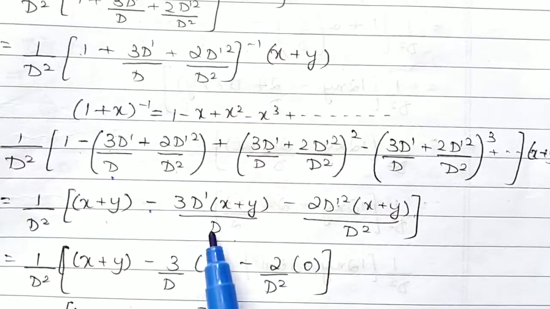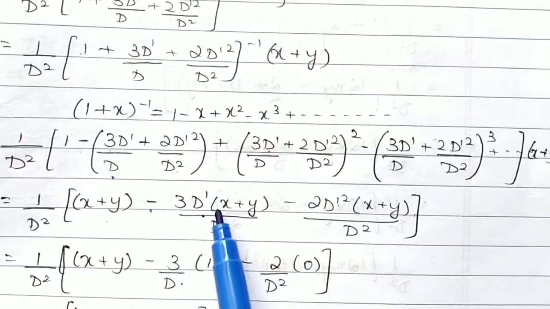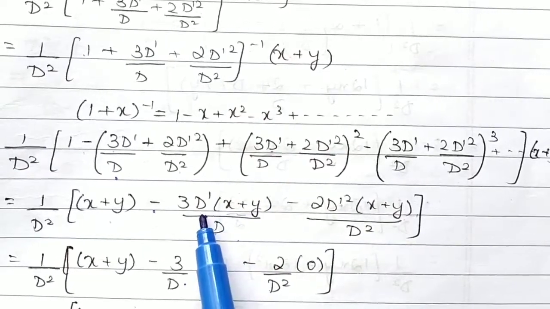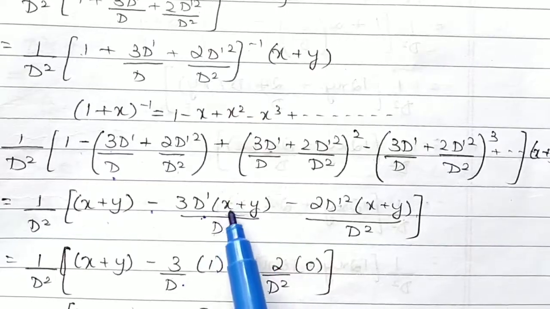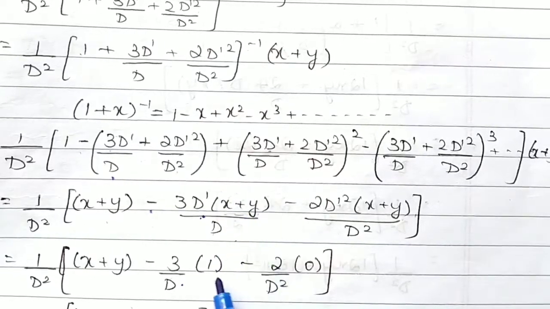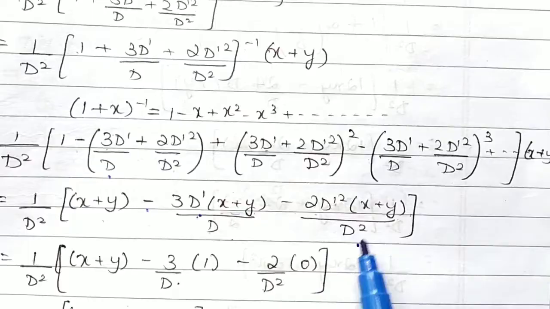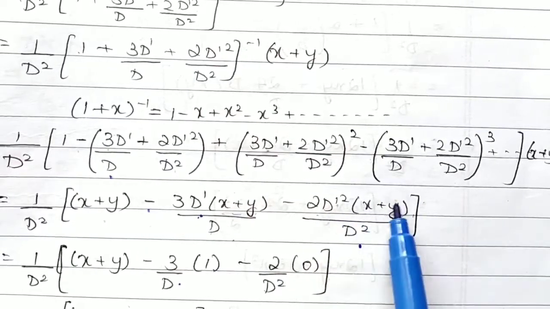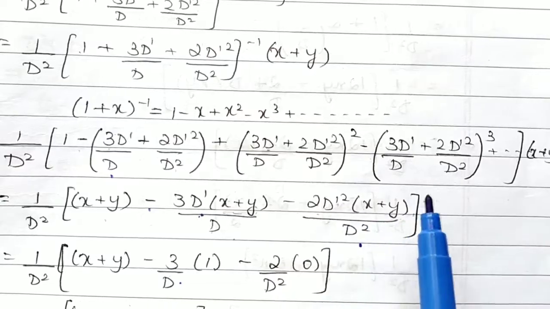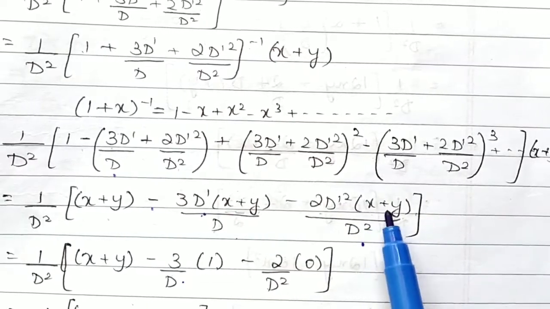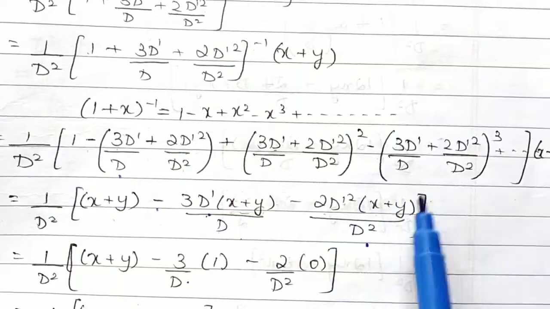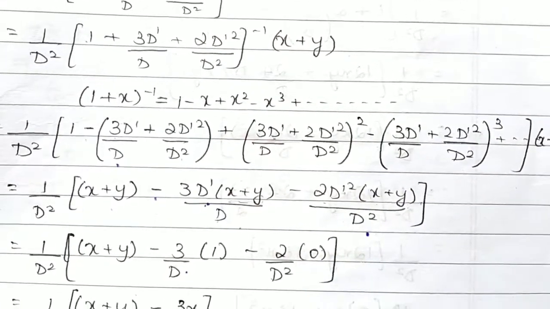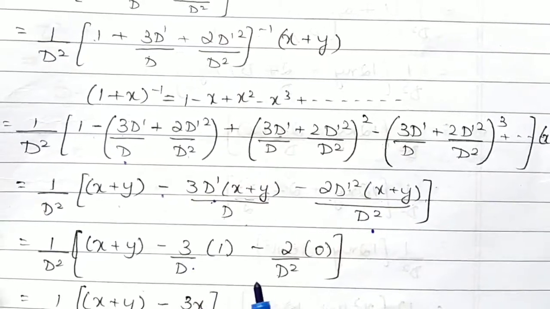So 3 by d as it is, right? Differentiation of x plus y you have to write, with respect to d dash, which means with respect to y. So x differentiation is 0 plus y differentiation is 1, minus 2d square of d dash square, meaning differentiation of this term with respect to y, 2 times. So 0 plus 1 you will get. Once again, if you differentiate, you will get 0. The differentiation of 1 is 0, so you have only so much.